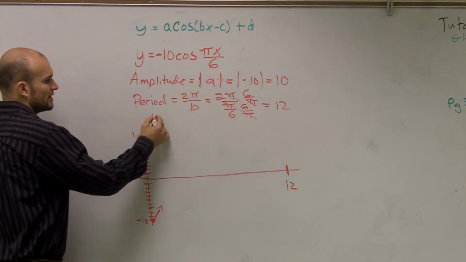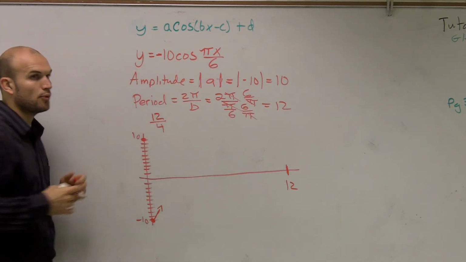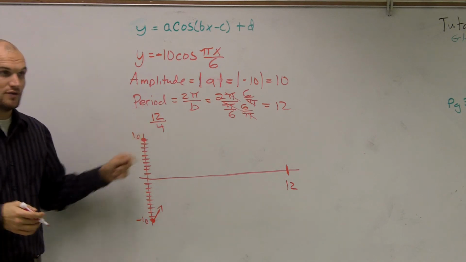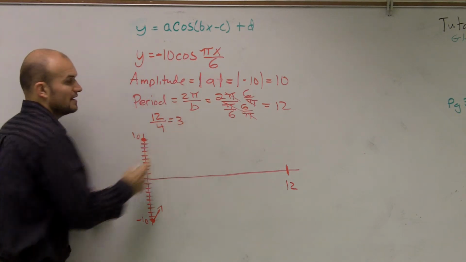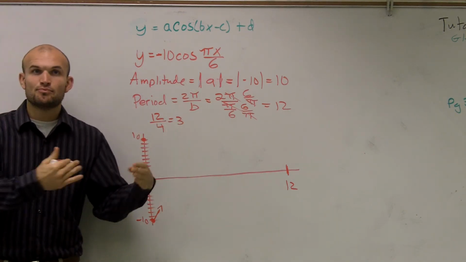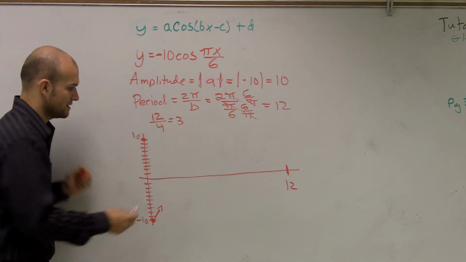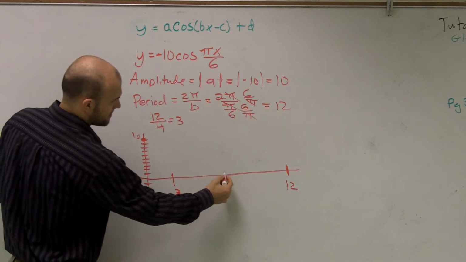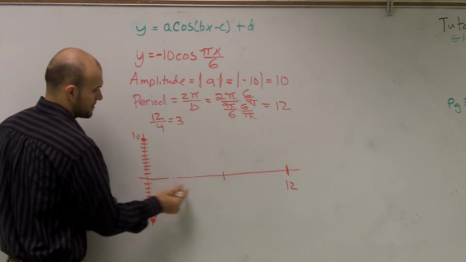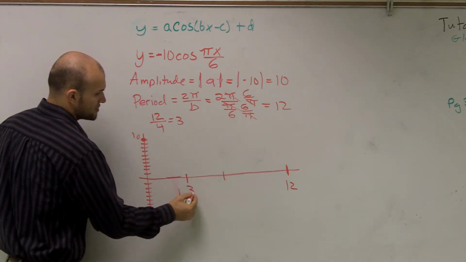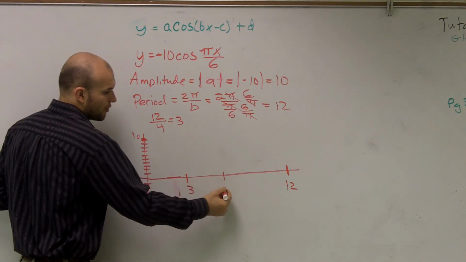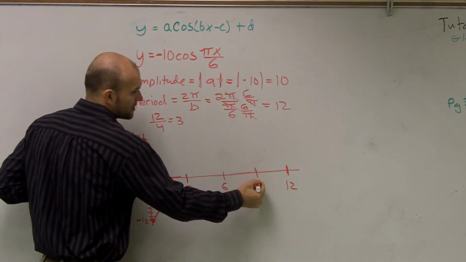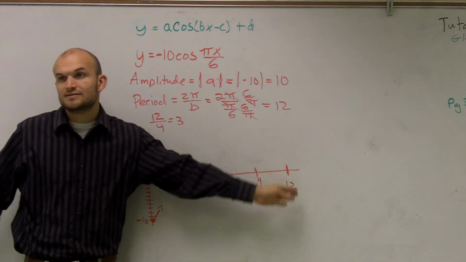So you take your period, divide it by 4 important points. So 12 divided by 4 is 3. That means the distance between each important interval is going to be 3. So I can say the first one is 3. Add 3 more gives you 6. Add 3 more gives you 9. Add 3 more gives you 12.